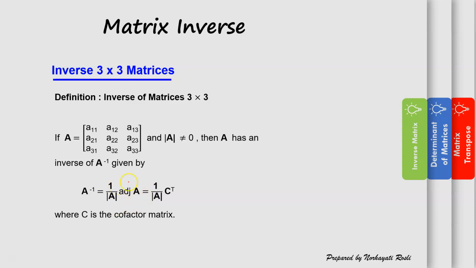What does it mean by adjoint A in this case? It is actually the cofactor transpose. We have learned about the cofactor before. We take the transpose of the cofactor times 1 over the determinant of the A matrix, and we get the inverse of the A matrix for 3 by 3.